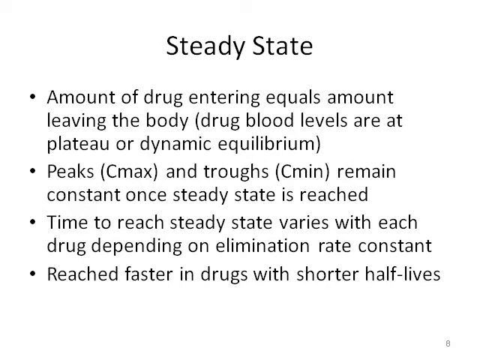The peaks are referred to as Cmax, which stands for maximum concentration. The troughs in the blood levels are referred to as Cmin, minimum concentration, and those should stay relatively constant over a period of time once you reach steady state. Generally, drugs with shorter half-lives reach steady state quicker. It will vary with their half-life, and the rule of thumb is you will reach steady state in 4 to 5 half-lives.